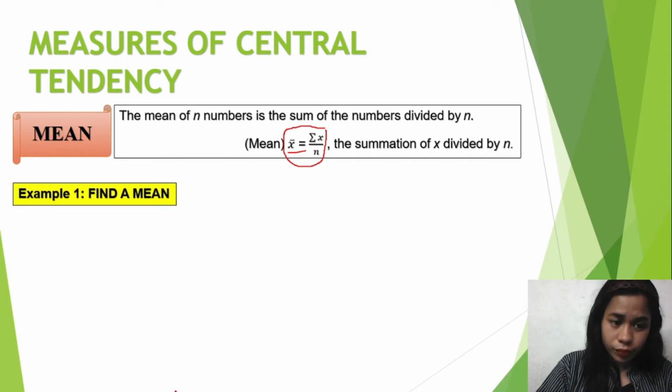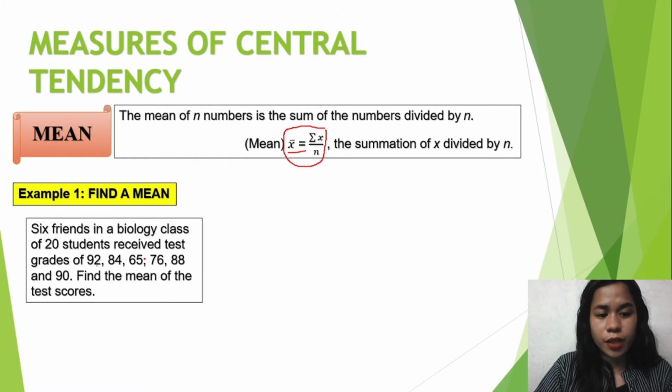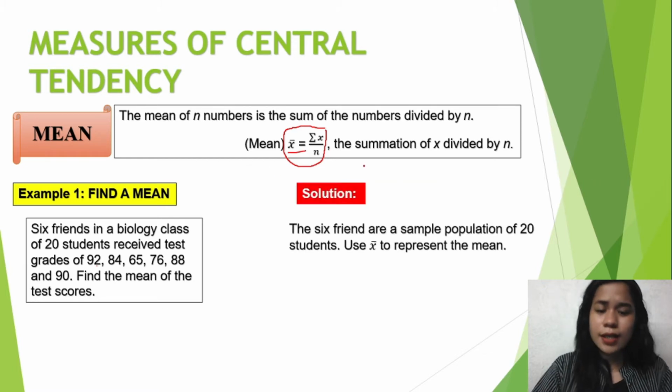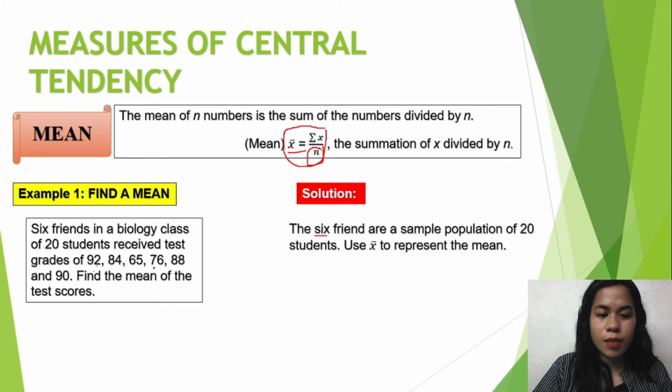Okay. So let's have some examples. Let us find the mean. The given problem: 6 friends in a biology class of 20 students received test grades of 92, 84, 65, 78, 76, 88, and 90. Find the mean of the test scores. Using this formula, we have the solution. Since the 6 friends are considered as the sample of the 20 students, we use x bar to represent the mean. Meaning that the n of this problem is 6, and the scores are actually the values of x. So we have here 92, 84, 65, 76, 88, and 90.